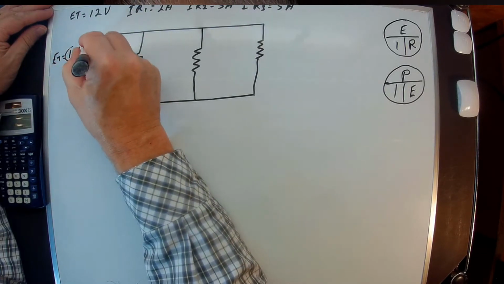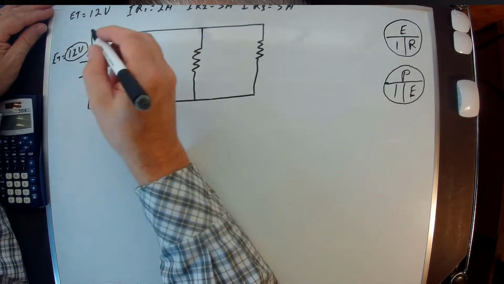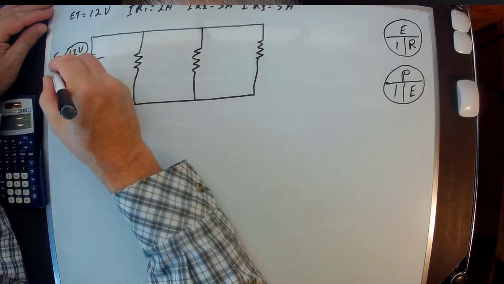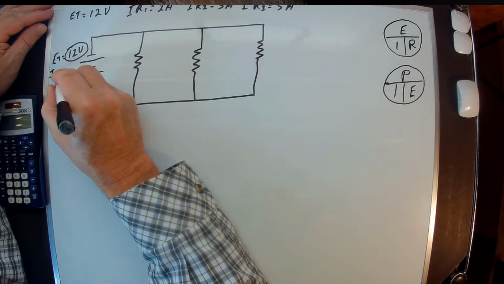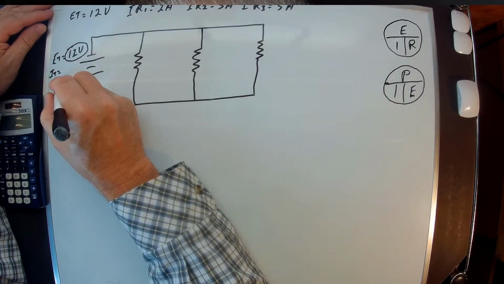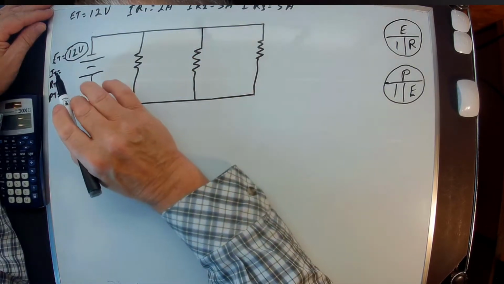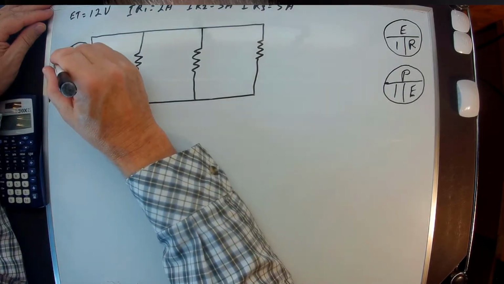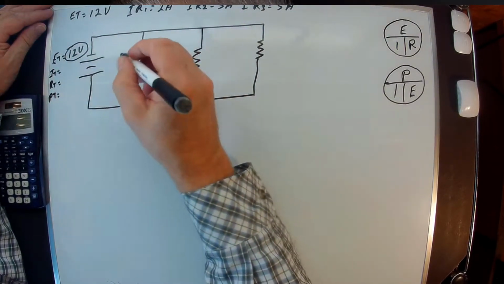And I generally circle that. That way I know what numbers I actually started with. So if I have an error, I can go back and fix it pretty easy. So IT equals, RT equals, and PT. These are the main things we're going to be looking for. Voltage or electromotive force, current, resistance, and power.